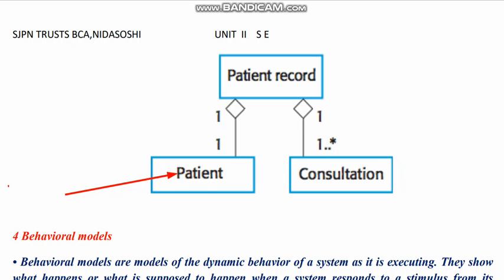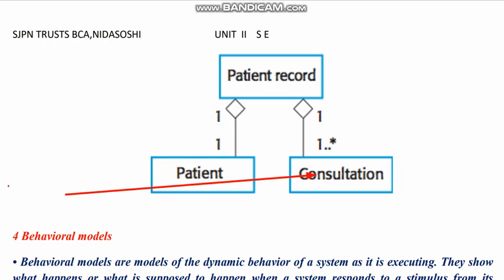Okay. Those details cannot be shared by any other patient. Suppose the patient record is available for 123, it means that that record belongs to patient number 123. It cannot belong to any other patient. So that is why you can see that the aggregation between patient record and patient class is 1:1.